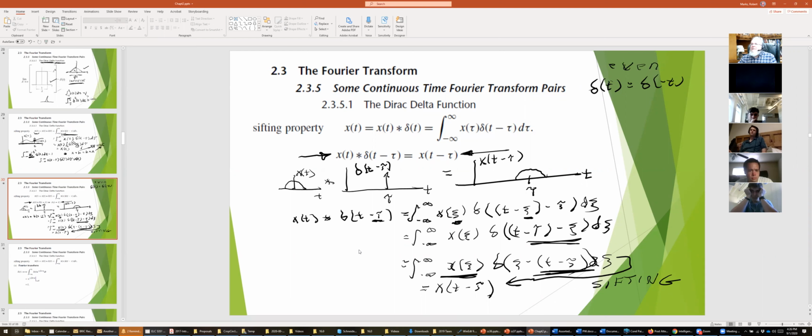So that's the Dirac delta sifting property that allows you to replicate a function at a different place. If you want to replicate a function at a different place, you simply multiply by a Dirac delta centered at wherever that thing is.